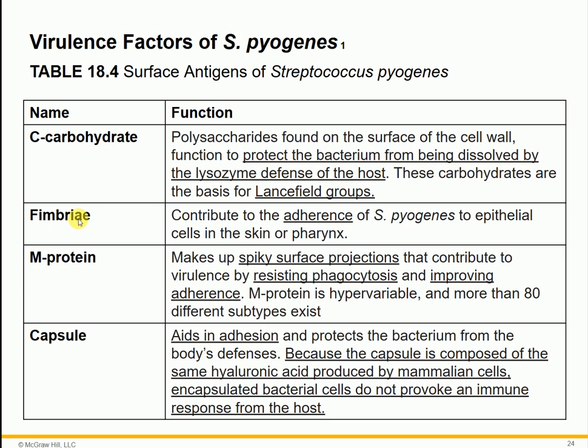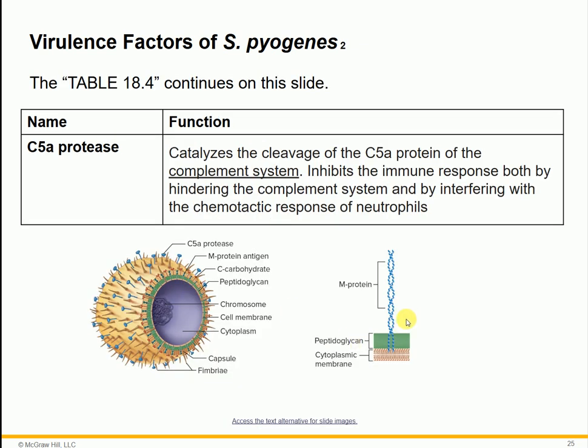There are the fimbriae, and the fimbriae help in the adherence of pyogenes to the epithelial cells of the skin or the pharynx. There are M proteins. M proteins are these spiky proteins that are found on surfaces. This also prevents phagocytic cells from phagocytosing the pathogen. It also helps in sticking to different surfaces. So I want to show you what it looks like. These right here, these are the spiky proteins that are coming out of the cell. And again, it helps in adherence and preventing phagocytosis.